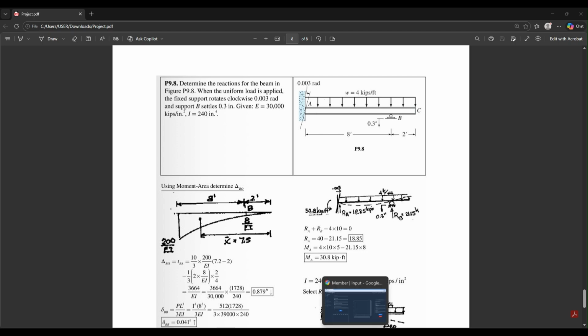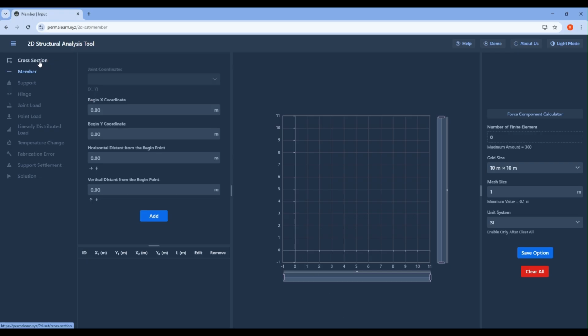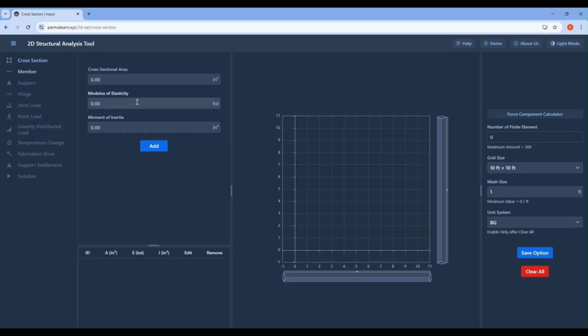So now let's build the structure first. We are working on the BG unit, so we need to change to BG unit, and the grid size is 10. Save option. Now let's input the cross section first, which is E equal to 3, I equal to 240. For the cross section area, just give a random number, 10.